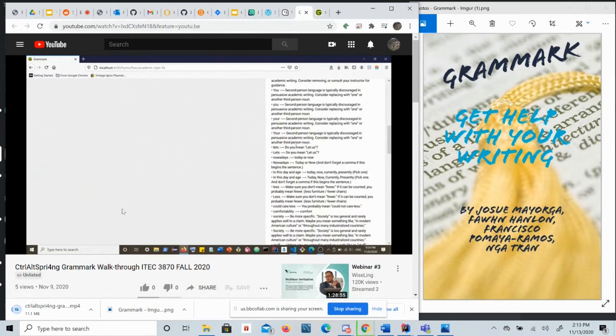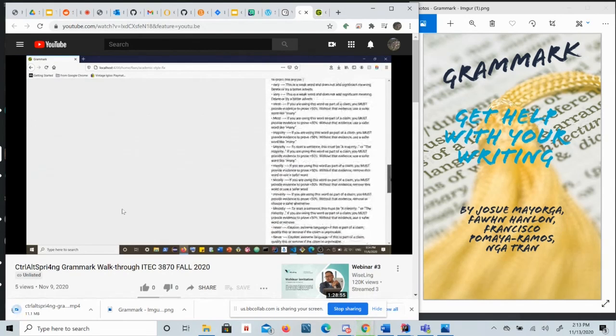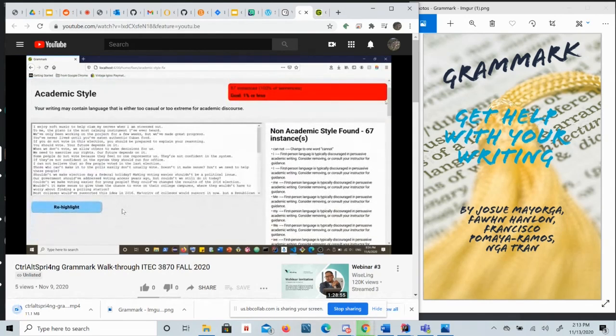But yeah, the contractions were pretty easy to add into there, and then the case sensitive ones were pretty easy too. Well, that's great. It looks like it's working so well. Yay.